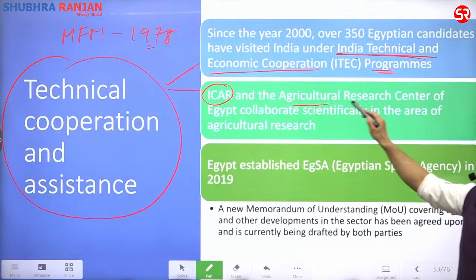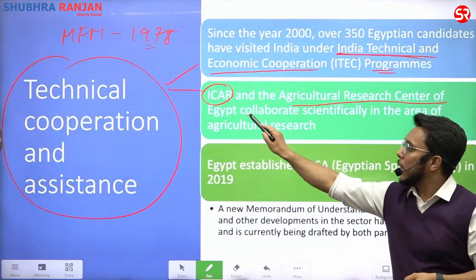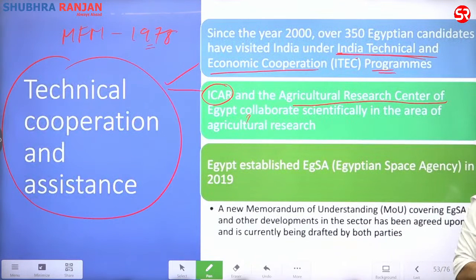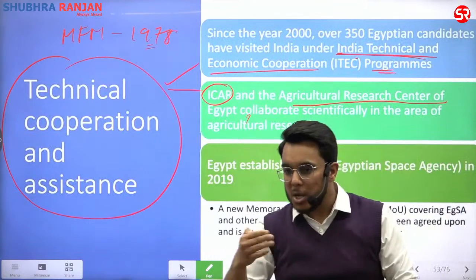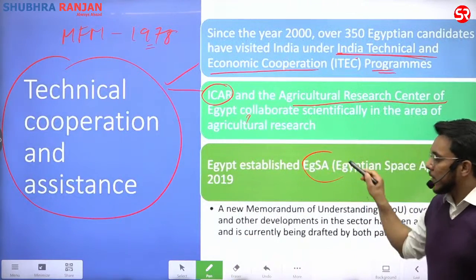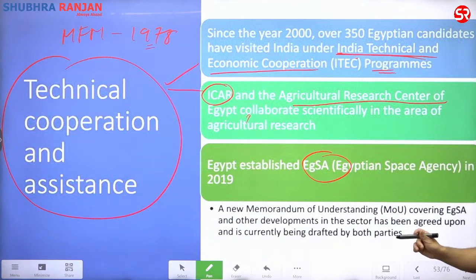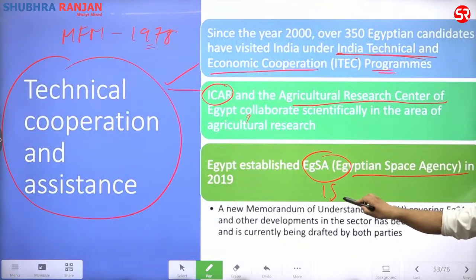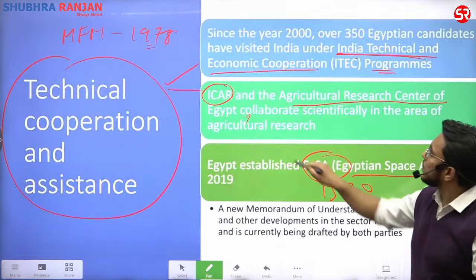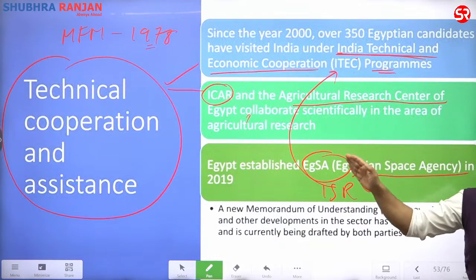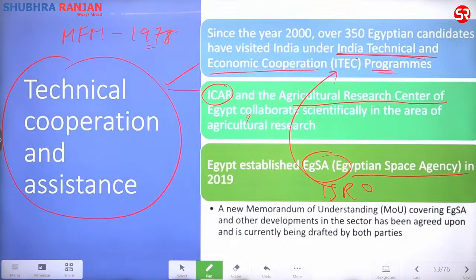the Indian Council for Agricultural Research and the Agricultural Research Center of Egypt both have collaborated in scientific areas, particularly on enhancing their agricultural production. Then recently Egypt has also established EGSA with the support of India. EGSA is the Egyptian Space Agency, and it is actively being helped by ISRO. And this cooperation is possible due to the ITEC program that has been signed between India and Egypt.